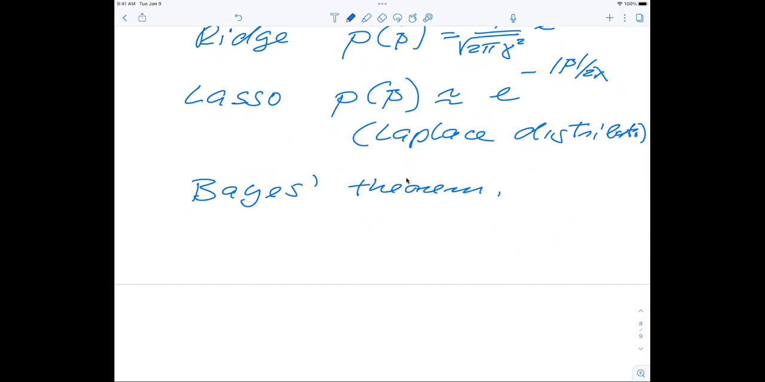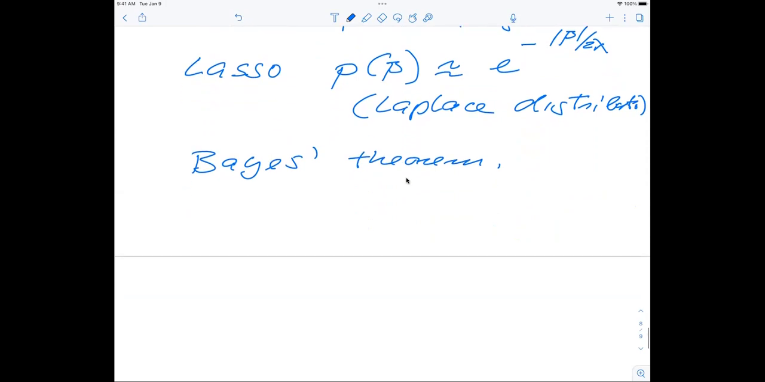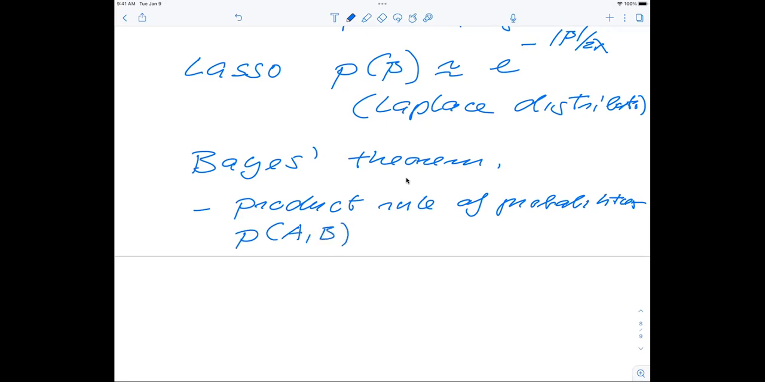And I need to bring back some statistics for you. There's something in statistics which is called the product rule of probabilities. I'm just stating some of these. If I have the probability of finding A and B, so this is actually the union of A and B, this is given as the probability of A given B multiplied with the probability of having B, which is also equal to the probability of B given A multiplied with the probability of A.